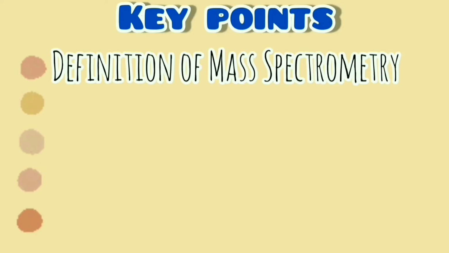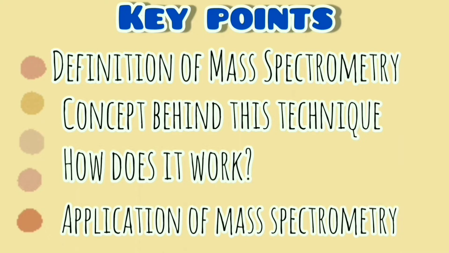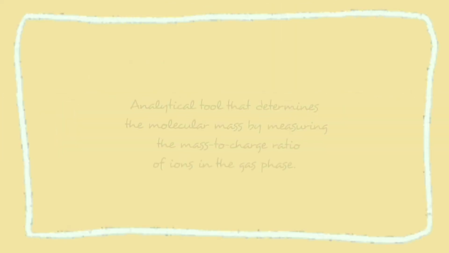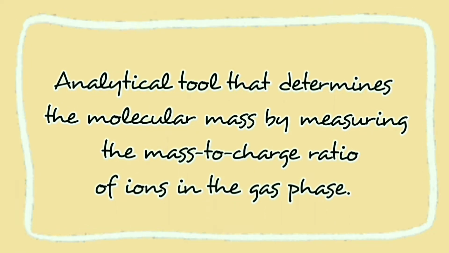In this video, these key points are discussed: definition of mass spectrometry, concept behind this technique, how does it work, and application of the technique nowadays. Mass spectrometry is an analytical tool that determines the molecular mass by measuring the mass to charge ratio of ions in the gas phase.